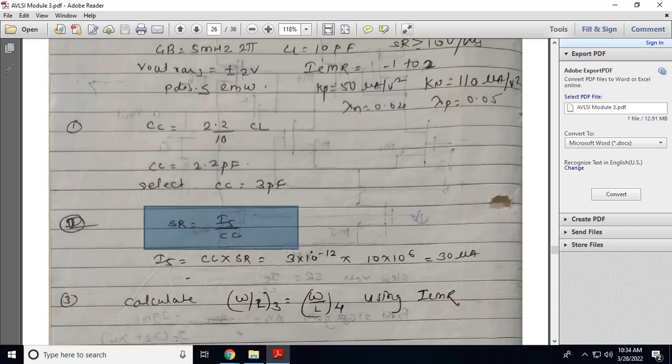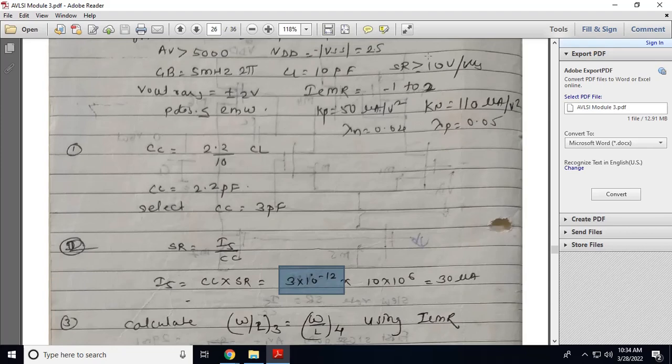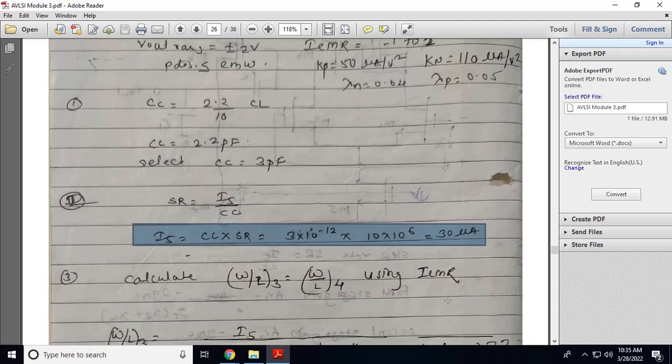Second step is slew rate is equal to I5 divided by Cc. So from this equation, I5 equals Cc into slew rate. Cc is 3 picofarad, that is 3 into 10 raised to minus 12, and slew rate is 10 volt per microsecond. So 10 volt divided by 10 raised to minus 6, that is 10 into 10 raised to 6. When you calculate this, you will get I5 is 30 microampere. So tail current is 30 microampere. So ID1 and ID2 is 15 microampere, that is 30 divided by 2.